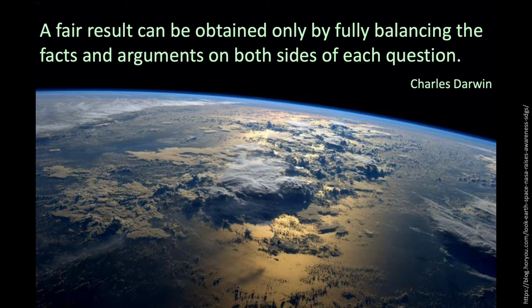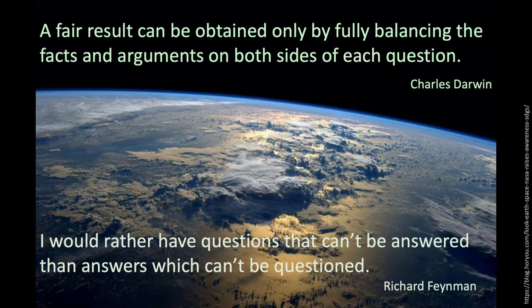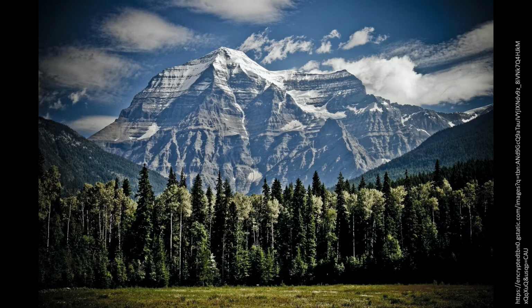Charles Darwin said, "A fair result can be obtained only by fully balancing the facts and arguments on both sides of each question." And Richard Feynman said, "I would rather have questions that can't be answered than answers which can't be questioned." Here we see a mountain in British Columbia, Canada, and there is sedimentary rock at the top of the mountain. You can see these layers. This was probably laid down on the bottom of a shallow inland sea, and buried compaction turned the sediment into rock. Then it was uplifted. And today we see slow and gradual erosion by glacial ice and hot and cold cycles eroding the rock and bringing it down into the valley.